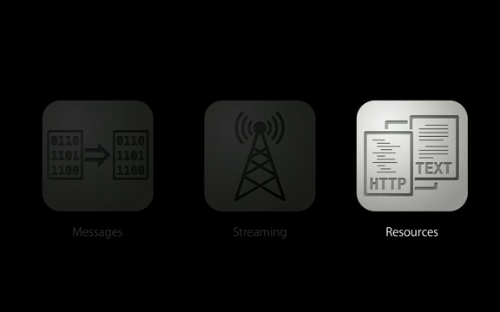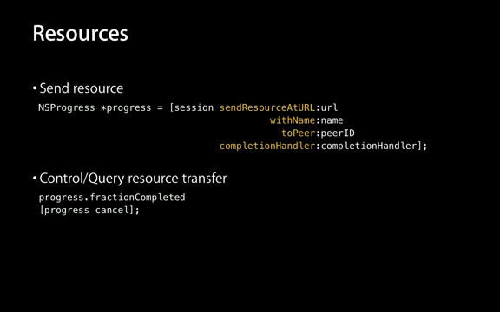We provide support for sending resources for you. And we provide support for sending files and for sending web URLs. So let's see how you can implement that in code. To send a resource to someone, you will call a method sendResourceAtURL with name to peer, and you will have to pass a completion handler. The URL will be the URL of the resource that you want to send. This will be either a file or a web URL.